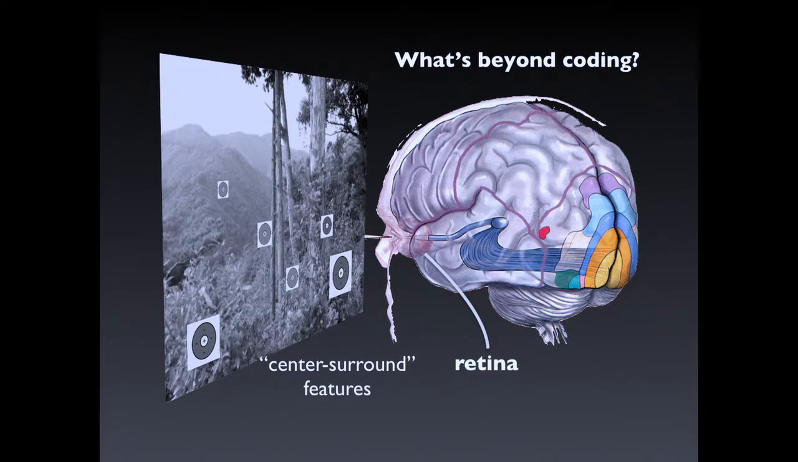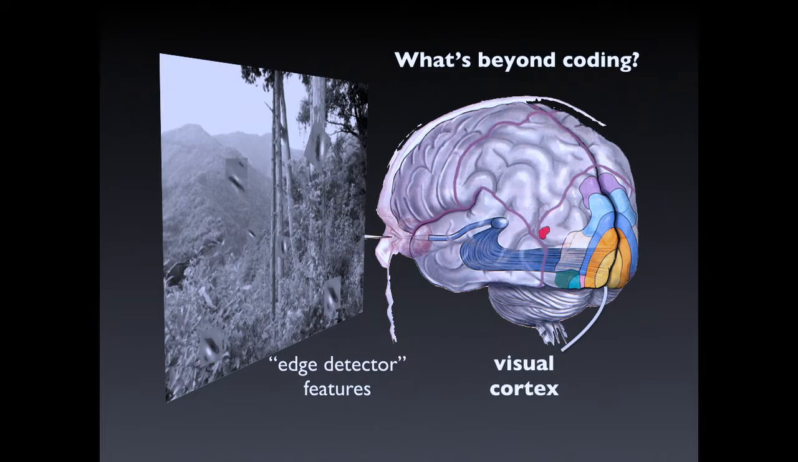Okay. So what's beyond coding? So that's one kind of approach to understanding the brain, to understand what problems it solves. At the very start of the brain, your connection to the physical world, it has to code the information, and it makes sense that that should be done efficiently. But what about higher levels?